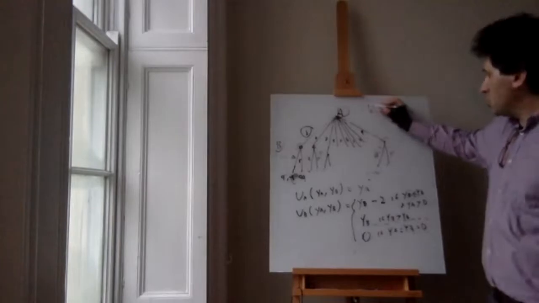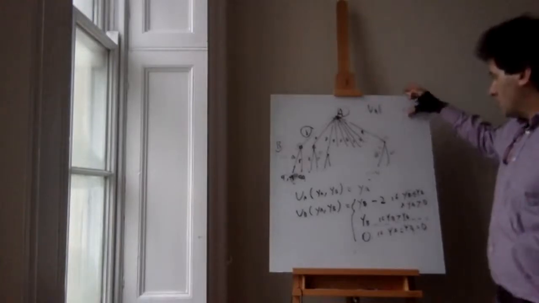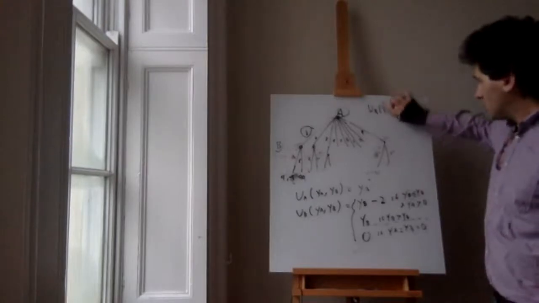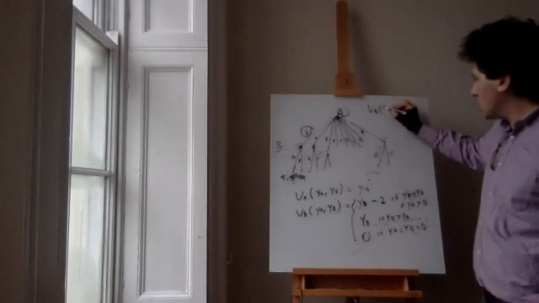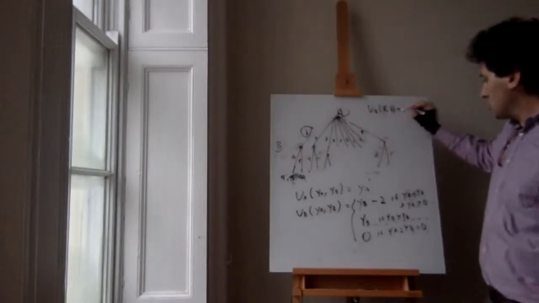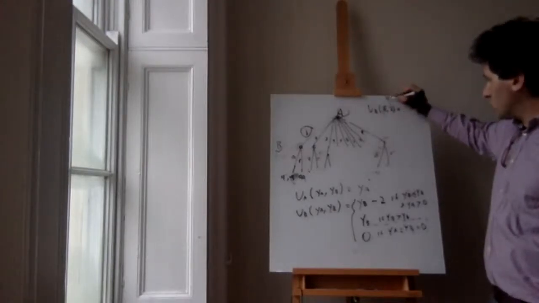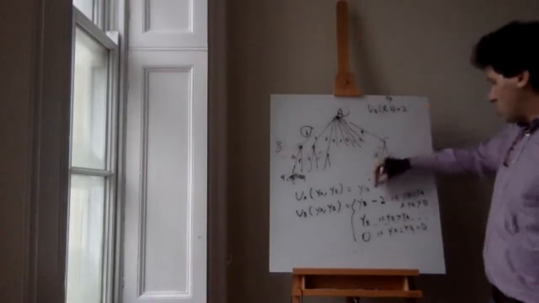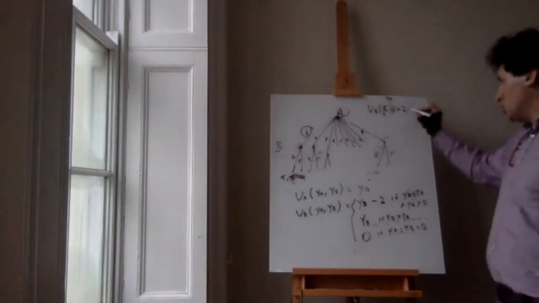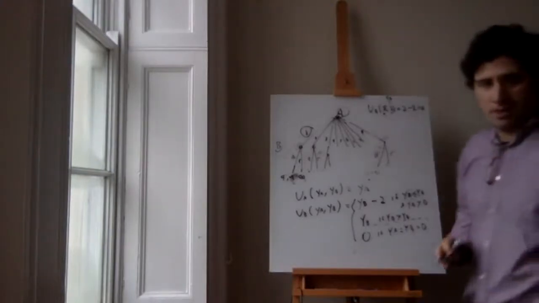The utility that B gets from B gaining a monetary payoff of 2, A gaining a monetary payoff of 8, is equal to the amount B gets, this is YB, so 2, but since this is less than or equal to this, 2 minus 2 is equal to 0.